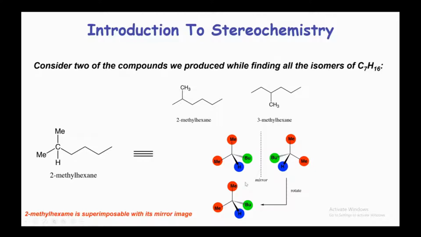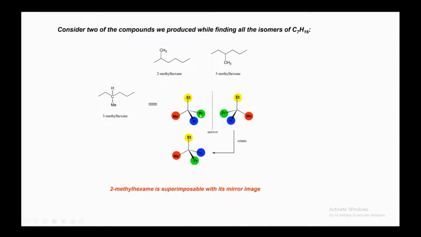So if you put this structure on top of this one, they will be exactly the same. Hence they are superimposable mirror images in this compound. Okay, so this is how we define a superimposable mirror image. The purpose of this slide is to teach you how we can say which one is a superimposable mirror image. So this is an example showing how this compound is a superimposable image. Okay, let's move on to the next slide to learn further.